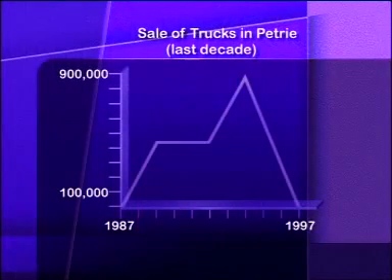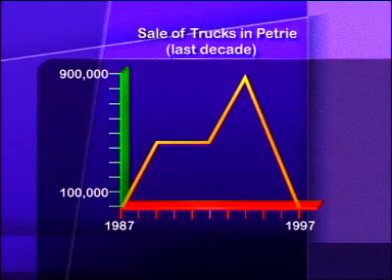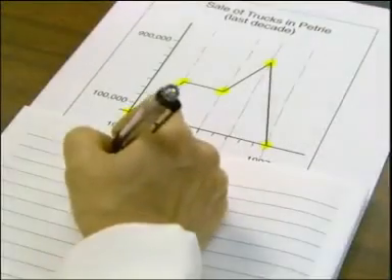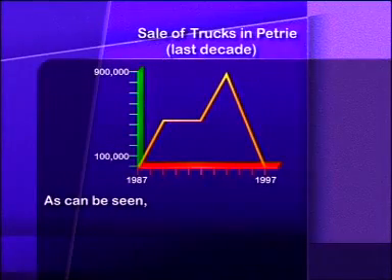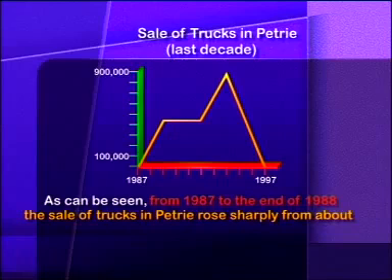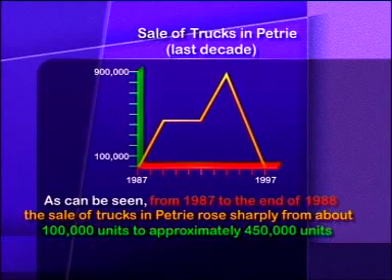Each sentence in the body should ideally contain 4 elements: information on the horizontal axis, information on the vertical axis, information represented by the line itself, and connectives, words used to join the different sentences. In the case of graph 1, the first sentence of your body could read, as can be seen from 1987 to the end of 1988, the sale of trucks in P3 rose sharply from about 100,000 units to approximately 450,000 units. As you can see, all 4 of the elements mentioned are in this sentence.